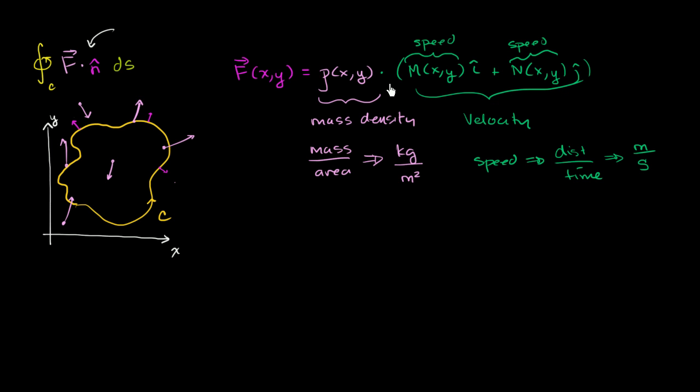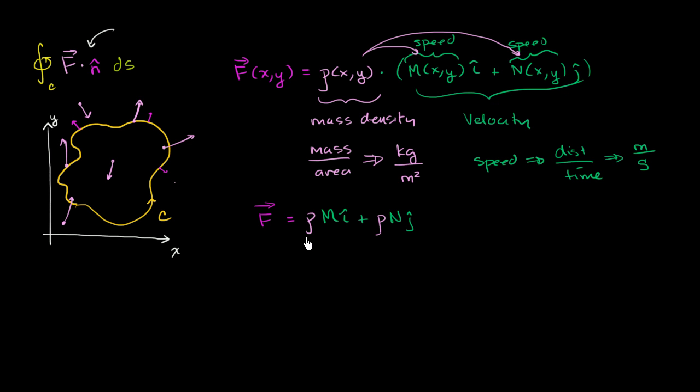So let's think about what the units will be for this function. If we distribute the rho, because really in any given xy it is just a number, we're going to get F, and I'm not going to keep writing F of xy, we'll just understand that F, rho, M, and N are functions of xy. F is going to be equal to rho times M times the unit vector i plus rho times N times the unit vector j.